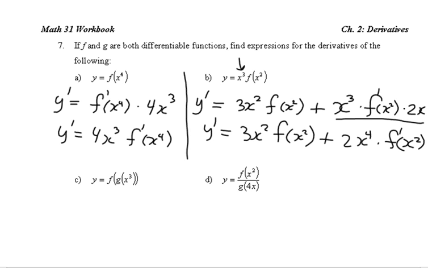Yes? No, because we are doing the product rule. Now, we had a nested function right here, didn't we? So the u function is x squared, so we must, according to the chain rule, multiply by 2x. Yeah, it's a product rule and a chain rule. It's both.